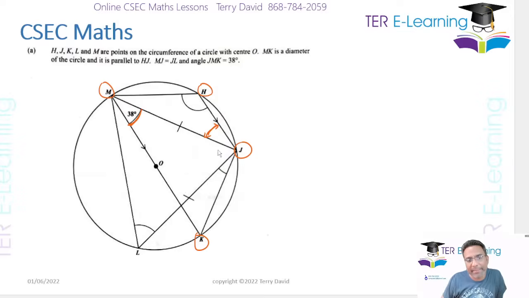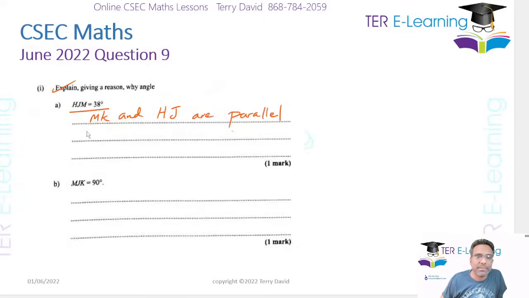So KMG and HJM are alternate angles. So they're looking to see for the words alternate angles here. So that's my answer there.